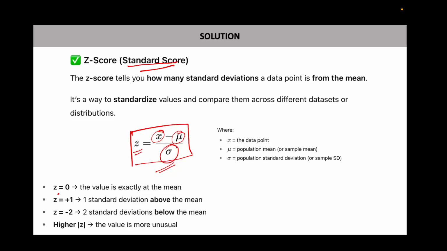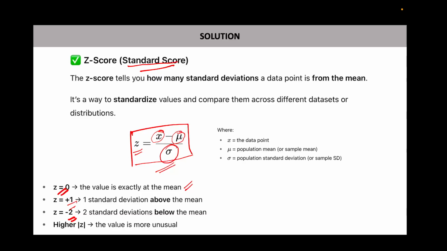If your z score is 0, that means the value you are getting is exactly the mean of that data set. If it is +1, that means your value is one standard deviation above the mean. If it is a negative value, then the value is below the mean. Depending on whether it is -2, -3, -4, that many standard deviations away from the mean your value lies.